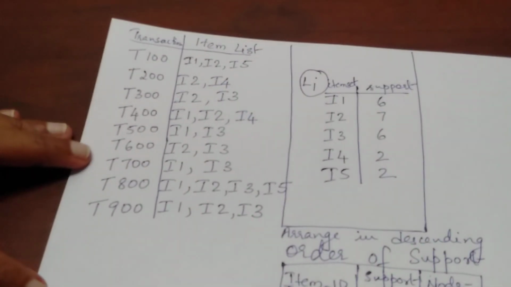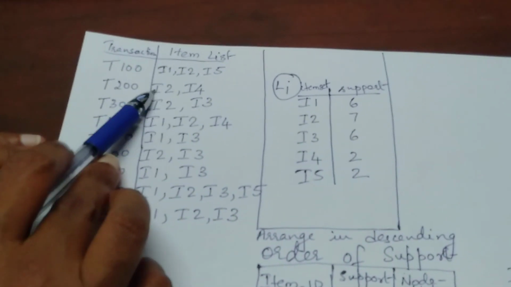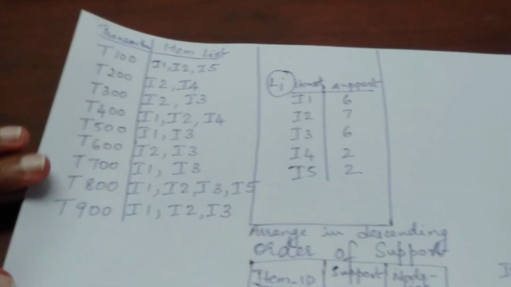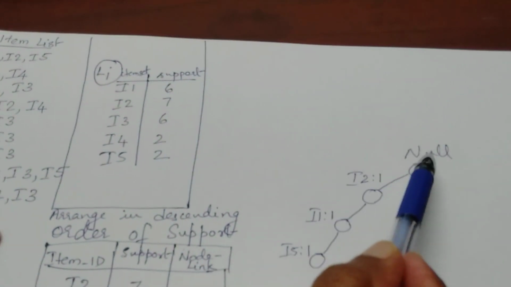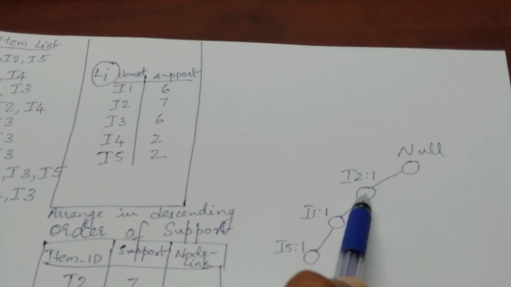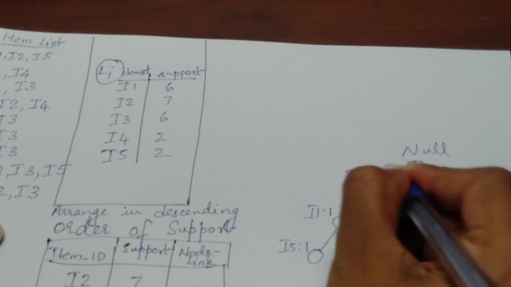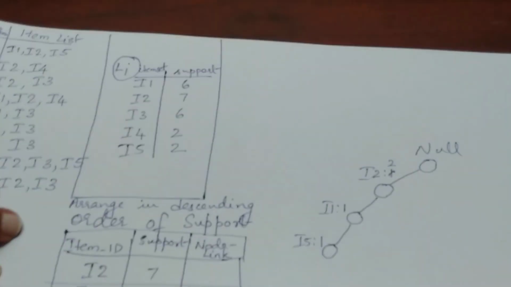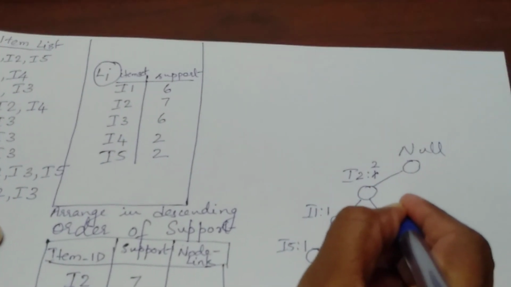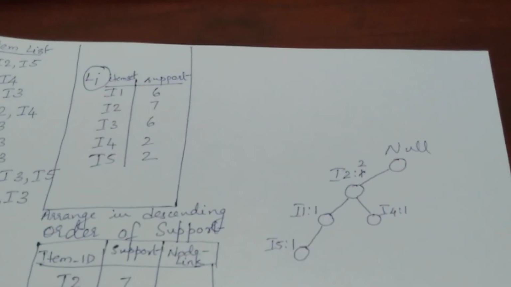Now I have got my second transaction, that is I2, I4, and the order is correct over here. I2 has got the highest frequency and I4 has got the next frequency. So again I have I2. I already have an I2 from the root node. So from here I'm going to draw I4. But since I2 already exists over here, now my count is not 1. I'm cutting it, and the count is now 2. So the support is 2. And I have I4 with support 1. So my second transaction is done.